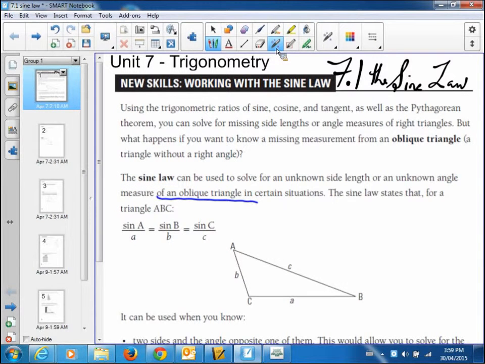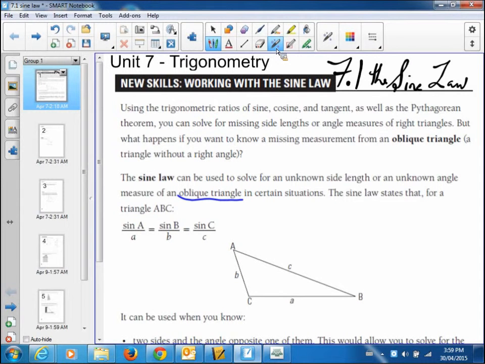Why do we say oblique? What does that mean? Oblique angles are angles that aren't 90 degrees, okay? So you can even use these rules when you don't have a 90-degree angle in the triangle. That's what we're trying to say with that one.